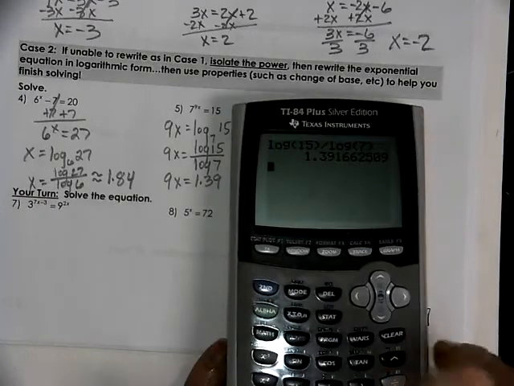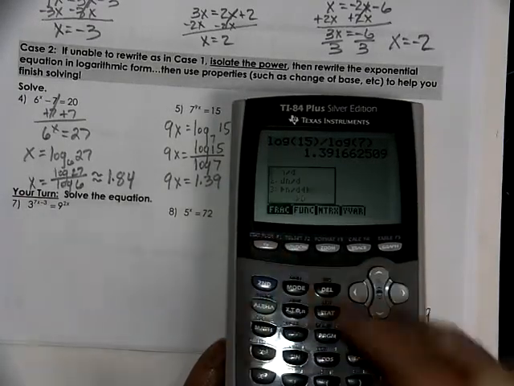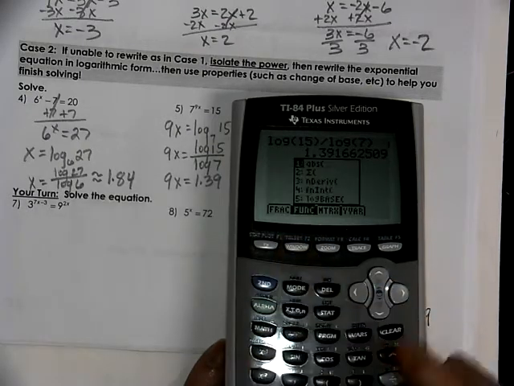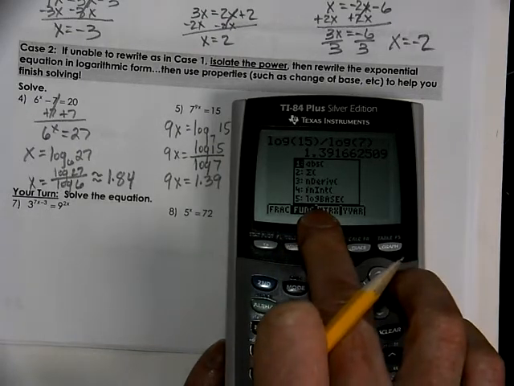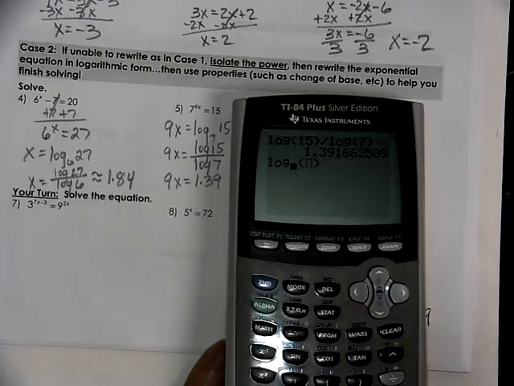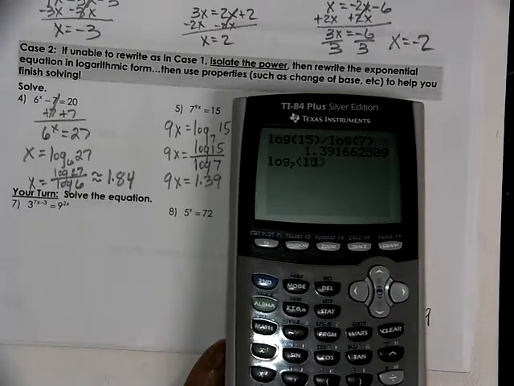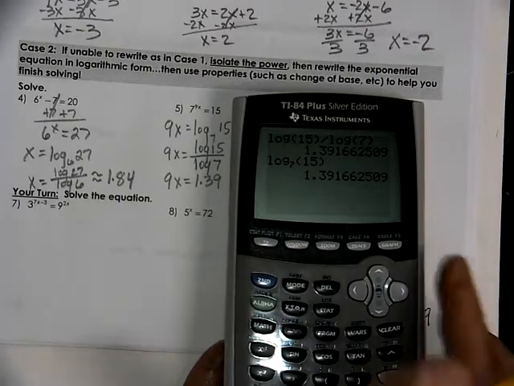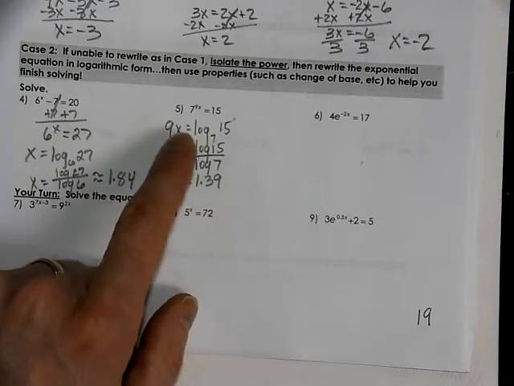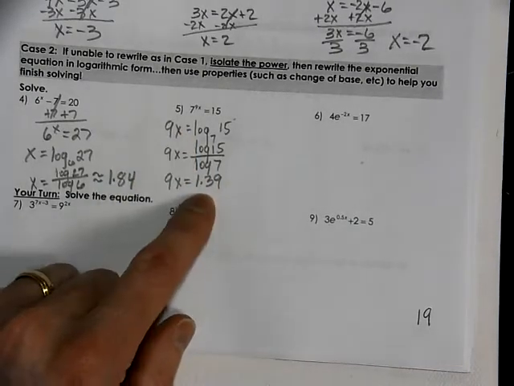Now don't forget, you can use alpha y equals, go over to the window menu, which is function, and you can choose logarithm base, which is number 5. You could use this and type in your 7 and type in your 15, and you'll get the same exact decimal. But the work to be shown should be this change of base formula. You need to do something to show your work, not just jump from one part into another.